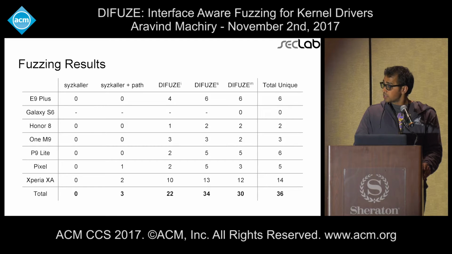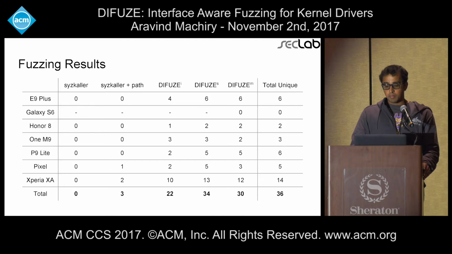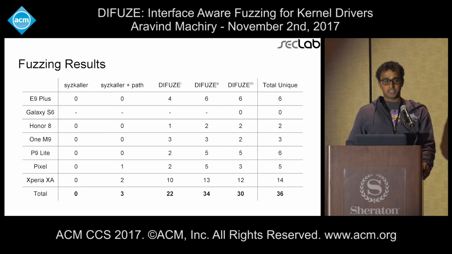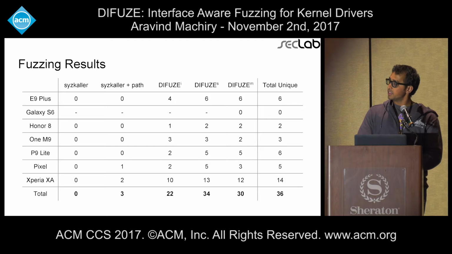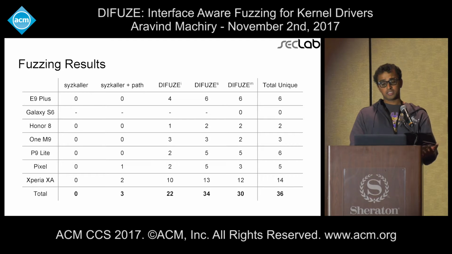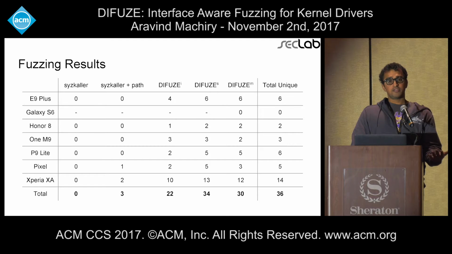This table shows the results. So we found 36 unique bugs across 7 different phones. And as you can see, the more interface information we provide to Syzkaller, the more bugs it finds. So if you just add the path, it could find only 3. If you give it commands, it can find 22 bugs. When we gave the entire interface information, it was able to find 34 bugs.